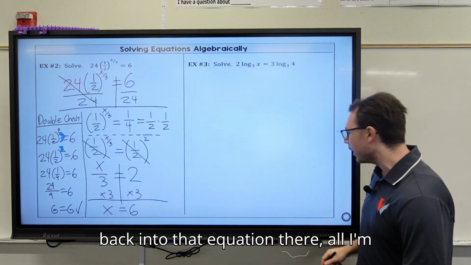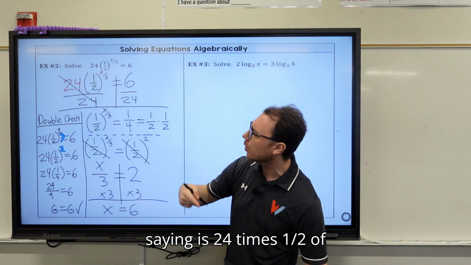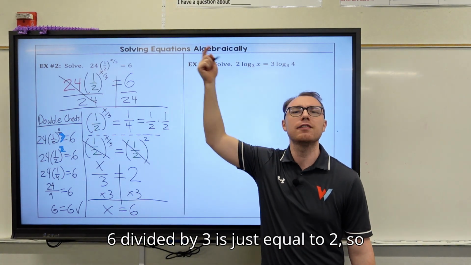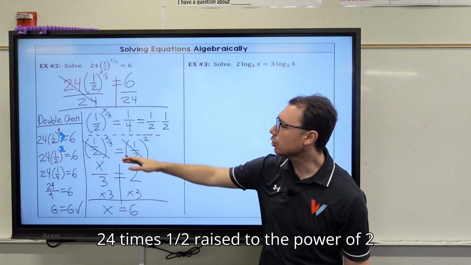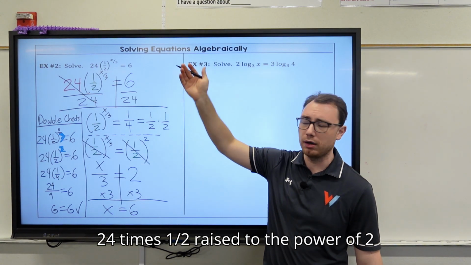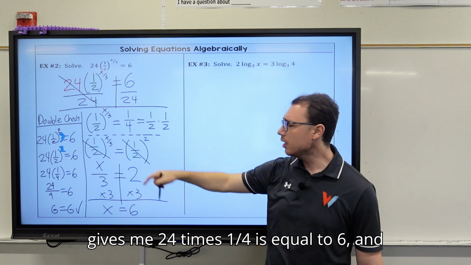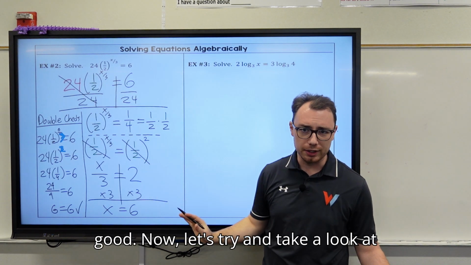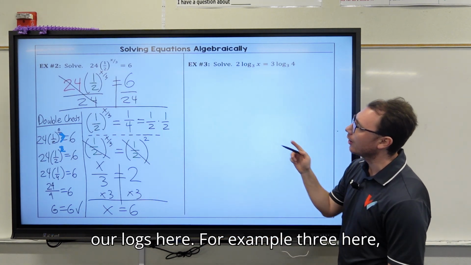Since I have that x equals 6, let's plug that back into the equation there. All I'm saying is 24 times 1/2 to the power of 6 divided by 3 is just equal to 2. So 24 times 1/2 raised to the power of 2 gives me 24 times 1/4, which is equal to 6. And I know that that double check is all good. Now let's take a look at our logs here.